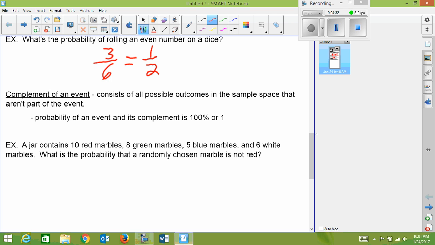My example for this one: a jar contains 10 red marbles, 8 green marbles, 5 blue marbles, and 6 white marbles. What is the probability that a randomly chosen marble is not red? Well, first thing I need to do is add them all up. So it looks like I have 29 total. And there are 10 red ones, which makes 19 of them not red. You reduce it as low as you can, and then you can just leave it as a fraction, or you can change it to a decimal or percent. But 19 out of 29 of those marbles, you have a 19 in 29 chance of getting a marble that is not red when you reach into the jar and pick a marble.